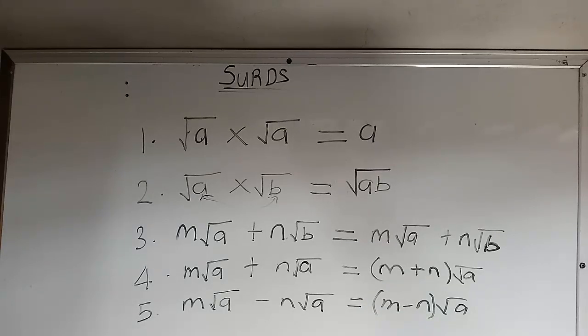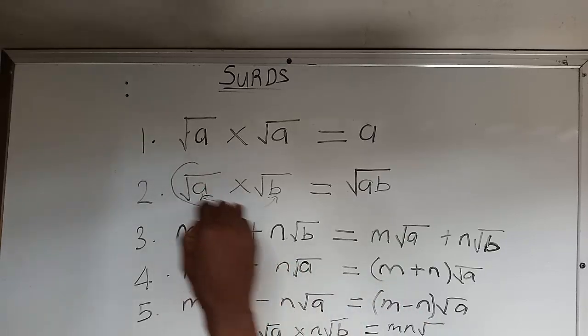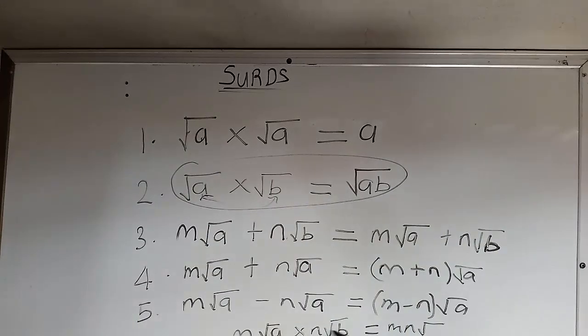If they are multiplying, the same thing will happen. So if you have m root a times n root b, you just have to multiply the m by the n, so mn, then you apply this property to root a root b, that will give you mn root ab.